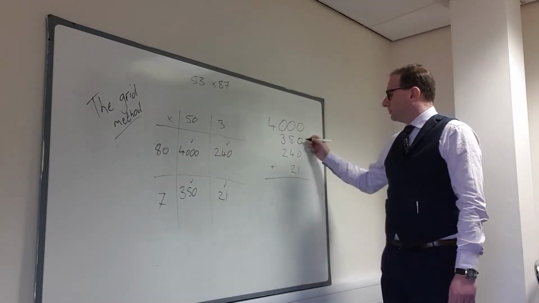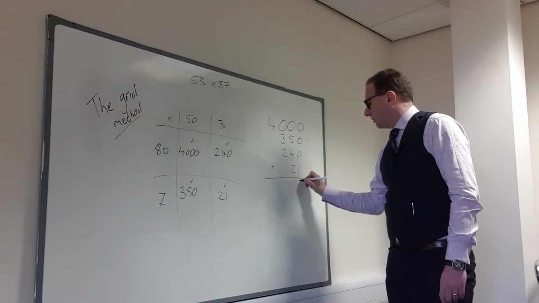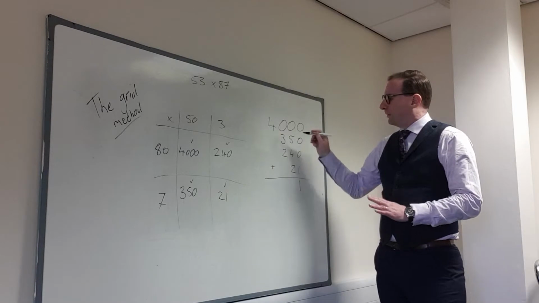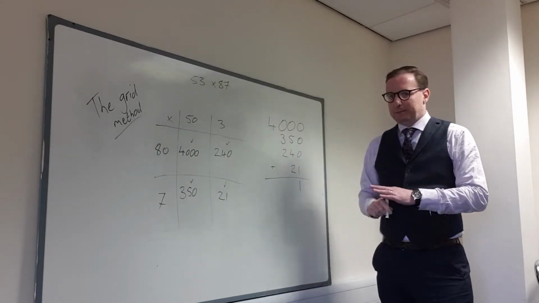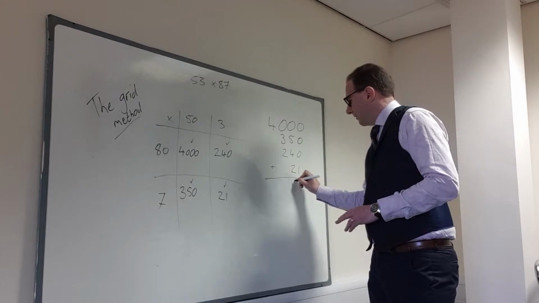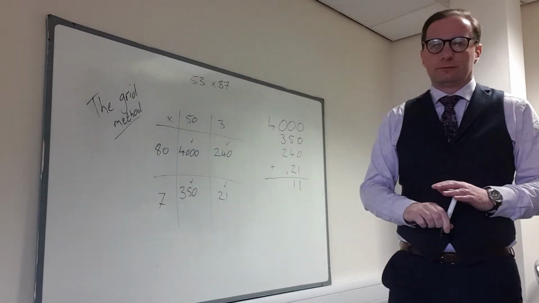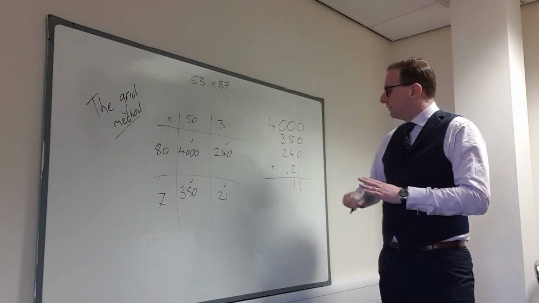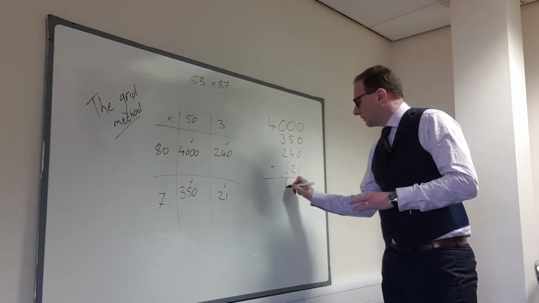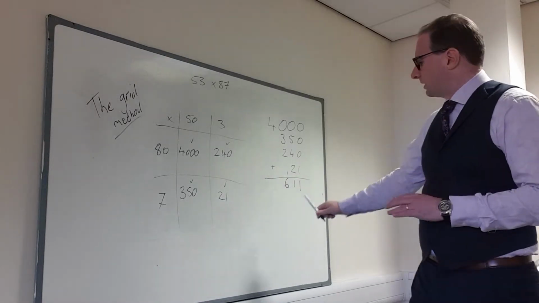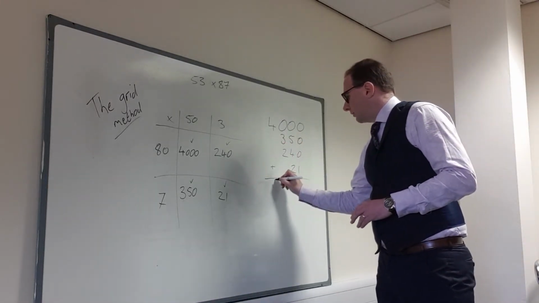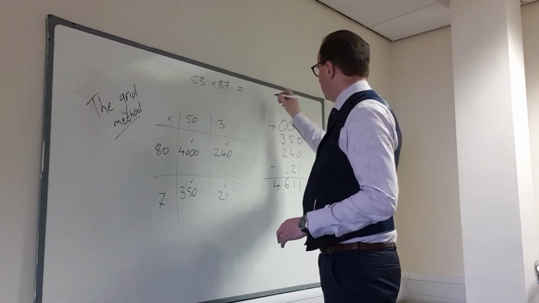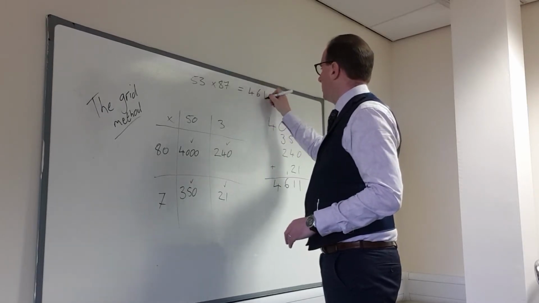So 0 plus 0 plus 0 plus 1, 1. Okay. 0 plus 5 plus 4 is 9. Plus the 2 is 11. Carry over the 1. 0 plus 3 is 3. Plus your 2 is 5. Plus the 1 is 6. Nothing to carry over. Then you just have the 4 on this side. So 53 multiplied by 87 equals 4611.